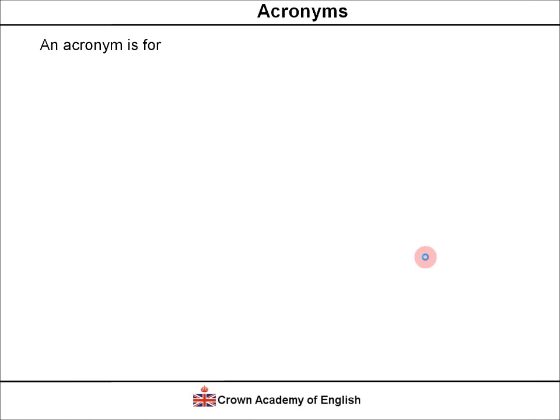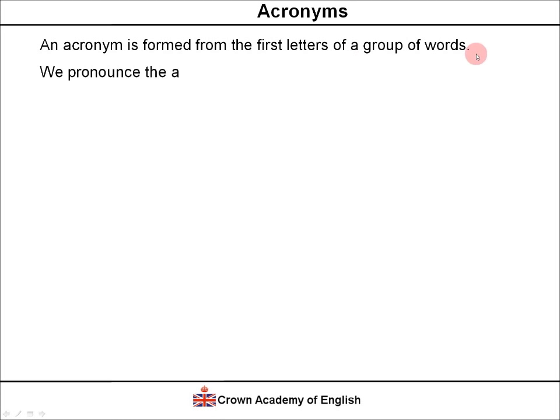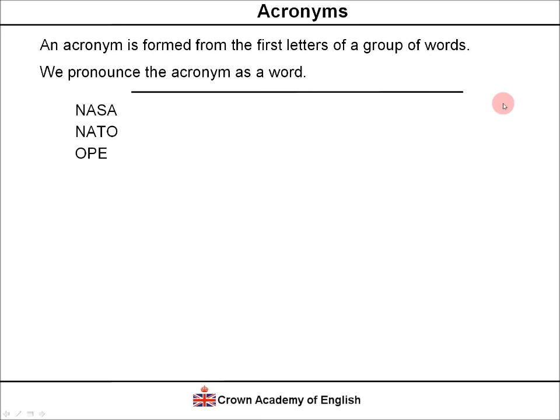Acronyms. An acronym is formed from the first letters of a group of words. But the difference is that we pronounce the acronym as a word. So we do not pronounce the individual letters. Here are some examples. So listen to the pronunciation. We say NASA, NATO.